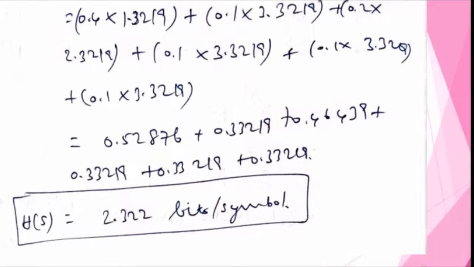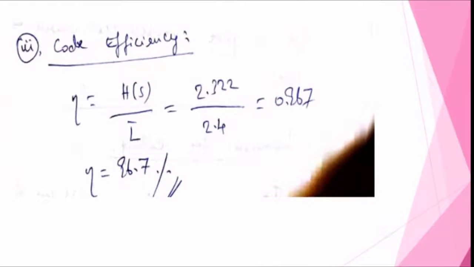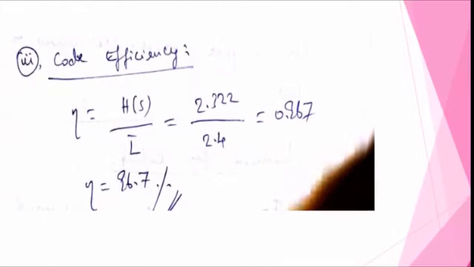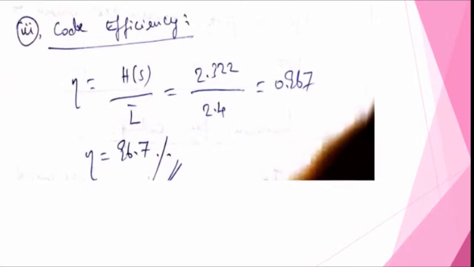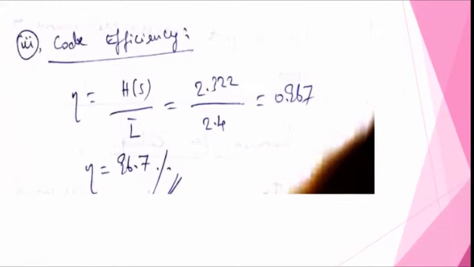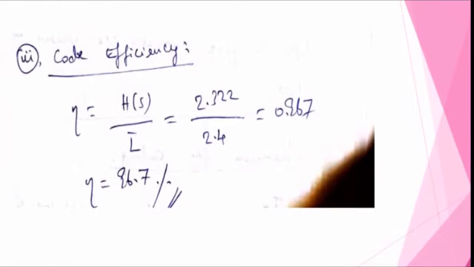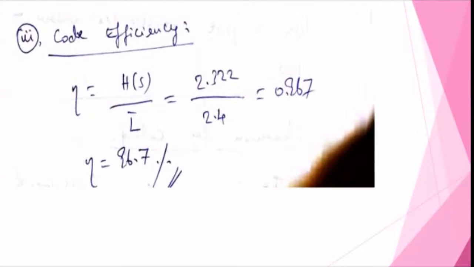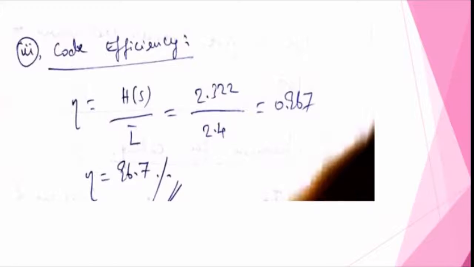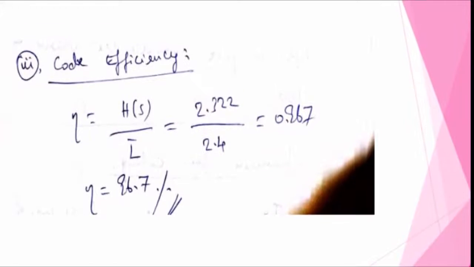Next, code efficiency, that is eta. That is equal to H of S divided by L dash: entropy divided by the average code word length we already found. Substituting, that is 2.322 divided by 2.4, which equals 0.967. Multiplying with 100, we get 96.7 percent code efficiency. I already said that code efficiency has a maximum of 1.